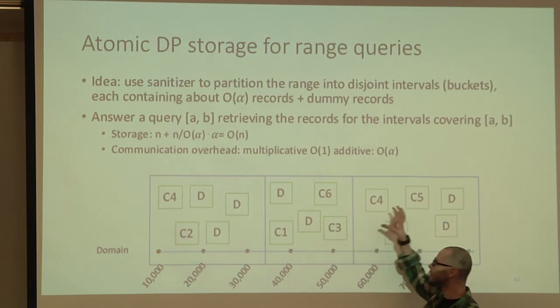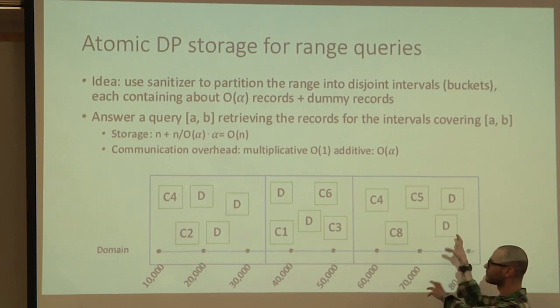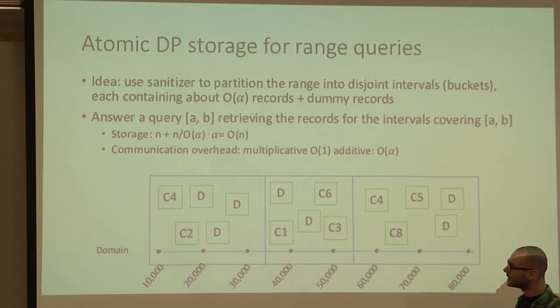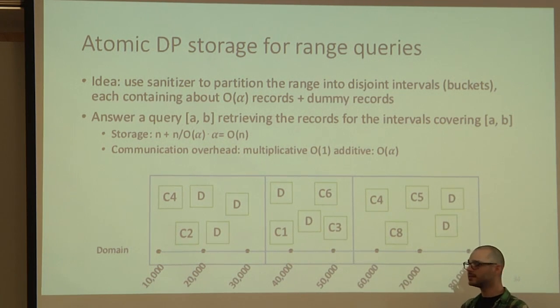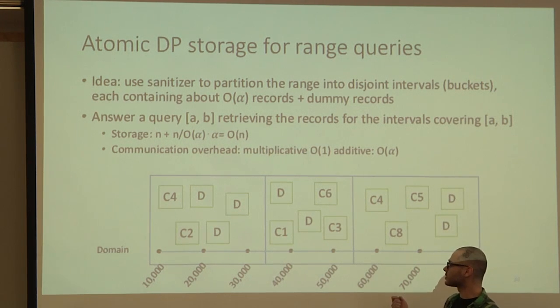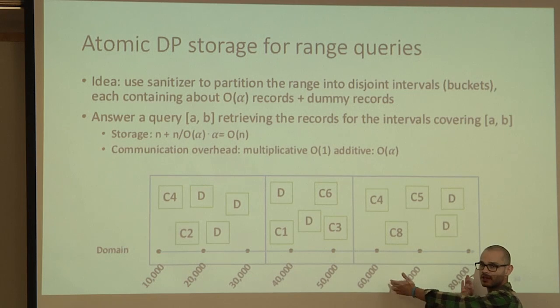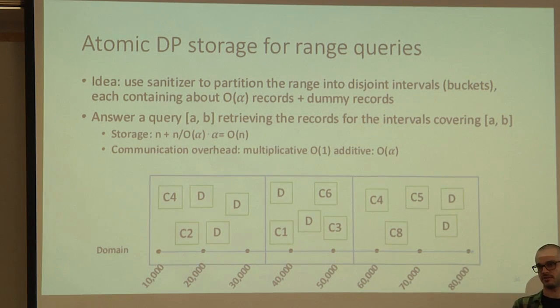In this case, it will be these two buckets. As we can see, in order to store this information, we need to store some copies of the dummy record. And each time we ask a query, we need to retrieve probably more records than required, because if we ask a small query, let's say between 60,000 and 70,000, we'll have to retrieve all the records in this range. So we retrieve more real records than necessary, and we also retrieve copies of the dummy record. But we can bound that communication overhead.